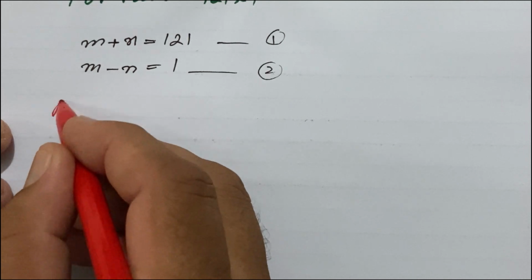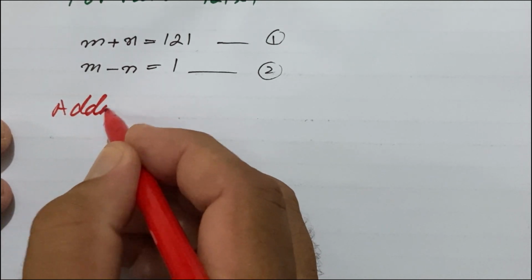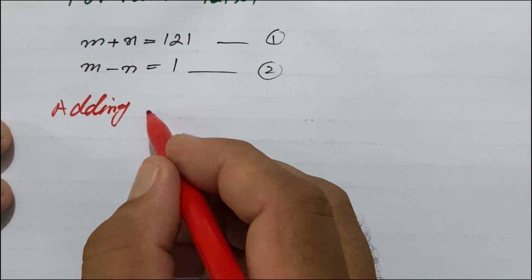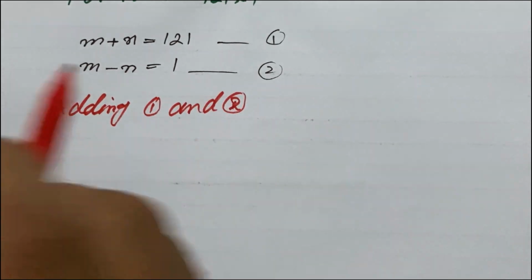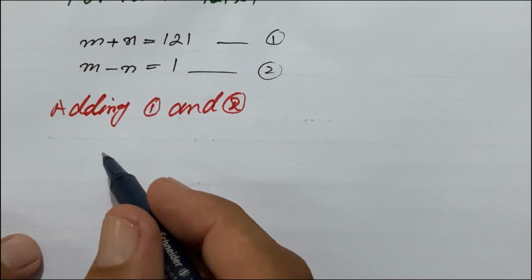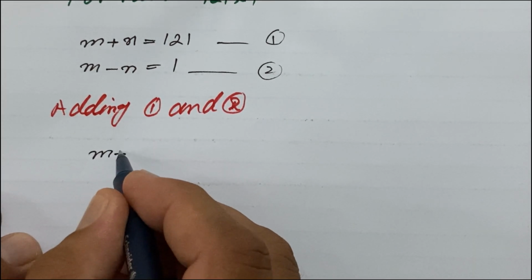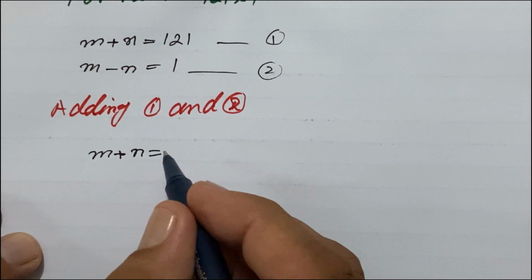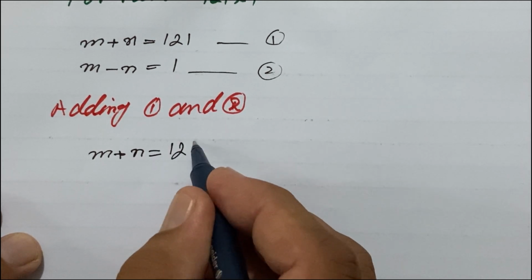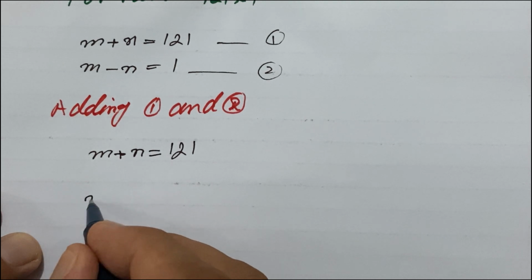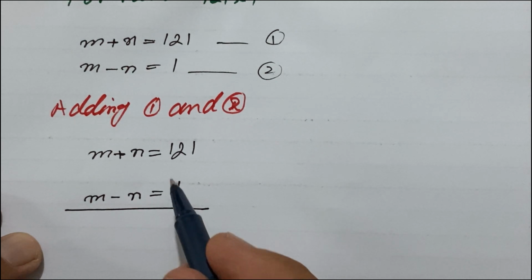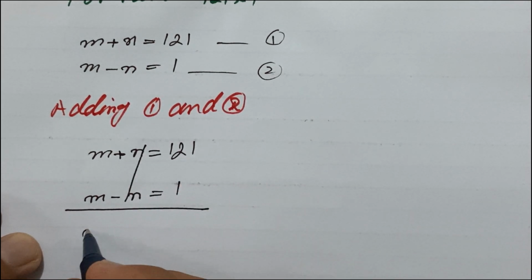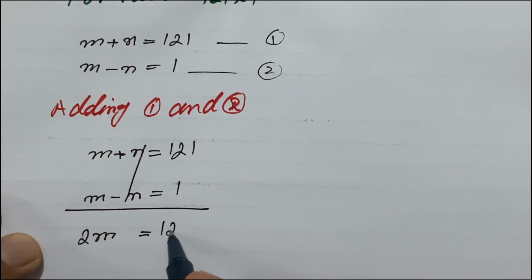Adding 1 and 2. Now m plus n is equal to 121, m minus n is equal to 1. Adding, 2m is equal to 122.